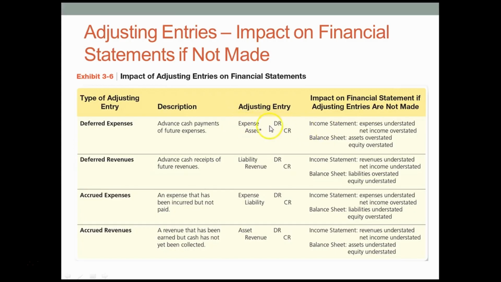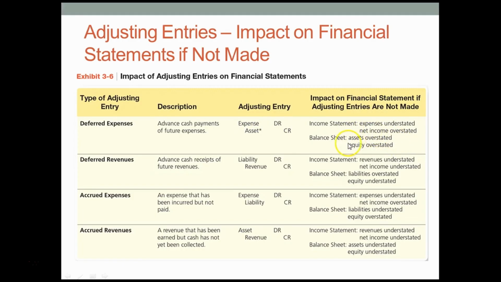So if you did not make this entry, your expenses are going to be understated, meaning you did not include an expense that you should have included. And if you do not include an expense that should have been included, your net income is going to be too high. It's going to be overstated. And so that is kind of the impact on the income statement. So the other side of this is this reduction in asset. So if you don't do this adjusting entry on your balance sheet, your assets are going to be overstated because when you credit this asset here in the adjusting entry, you're reducing your assets. So if you don't do it, your assets on your balance sheet will be overstated.